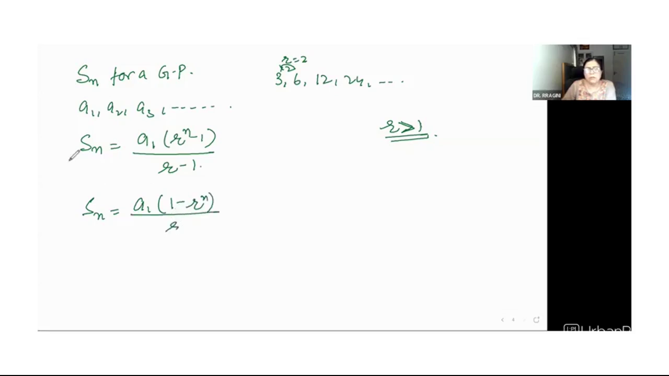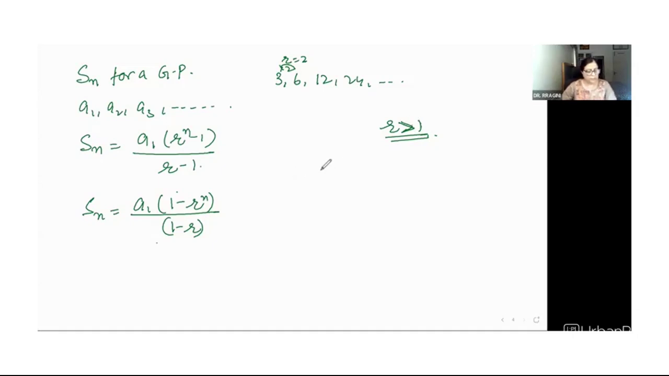Now, why do we do this? 1 minus R. Why do we do this? When R is less than 1, ideally we are supposed to subtract the fraction from 1. Even if it comes out to be negative in the numerator, it will be negative in the denominator, so the answer will not be affected. But ideally, we should use the right formula according to the value of R, right?